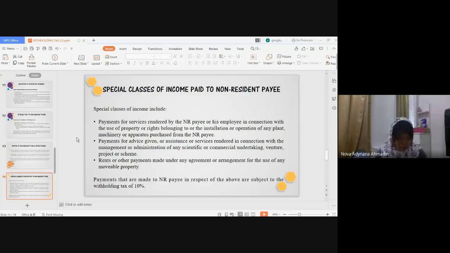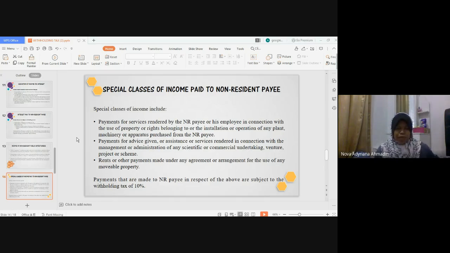The meaning here is that it is only focused on the use of property or rights and also the installation or operation of any plant and machinery. For example, if we buy a machine from China and we have to use the person there to install the machine in Malaysia, we have to pay the expert there. When we pay that person, it is subject to withholding tax.